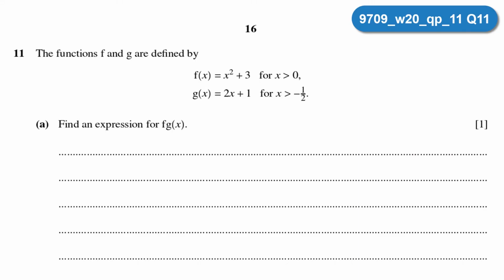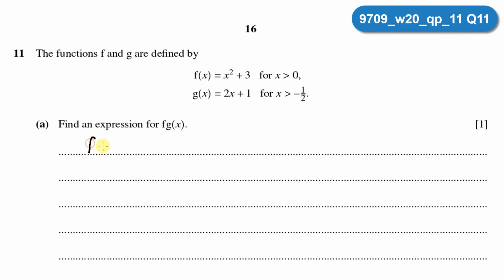Question number 11. The functions f and g are defined by f of x is equal to x squared plus 3 for x is greater than 0, and g of x is equal to 2x plus 1 for x is greater than minus a half. So on A, they say find an expression for f of g of x.